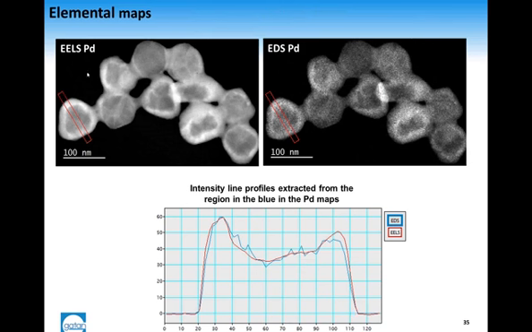So let's compare the palladium map for EELS and EDS. Looking at these maps, you can tell they give the same information, but you can clearly see that the contrast in the EELS map is much higher than in the EDS. This is something you might expect because we're looking at the palladium low energy edge at 335 eV. So you can plot the line profile across the same region in both maps. You can see the higher contrast and higher signal-to-noise ratio shown by the EELS maps.